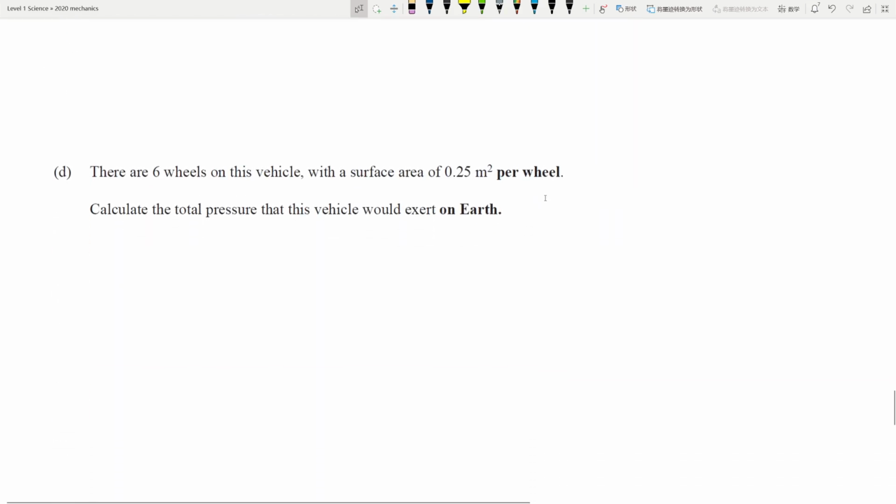Okay, now there are 6 wheels on this vehicle with a surface area of 0.25 meters per wheel. Look, they start highlighting now. So 6 wheels, 0.25 meters per wheel. Calculate the total amount of pressure. So pressure equals force divided by area.